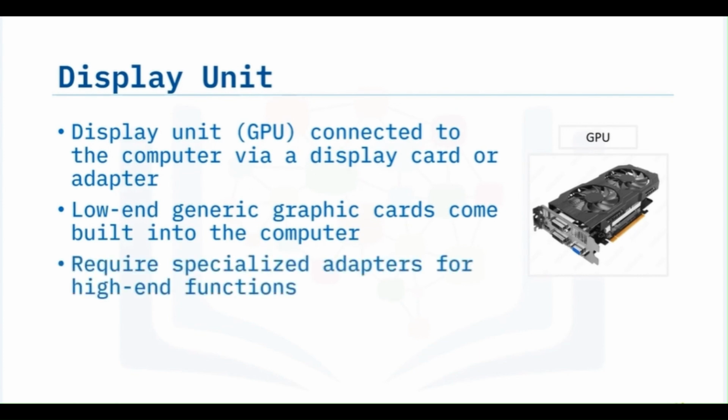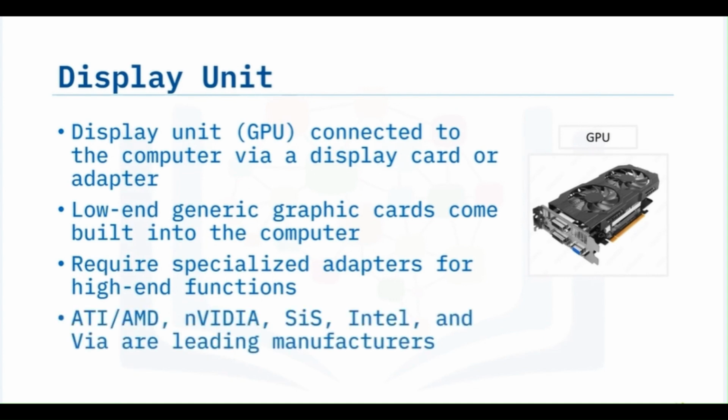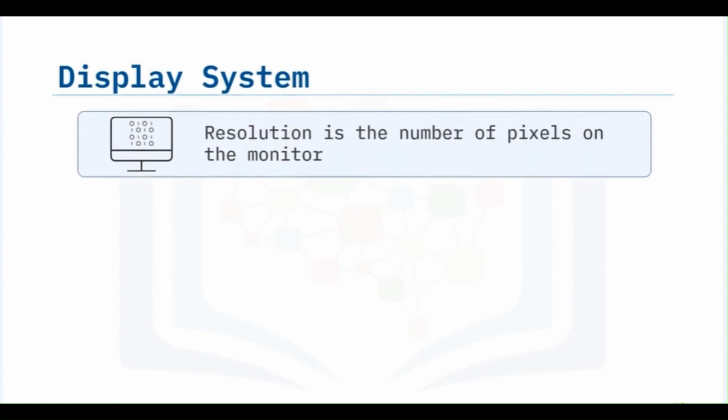Graphic-heavy tasks, such as multimedia editing and 3D gaming, require specialized high-end graphic adapters. Radeon chipsets by AMD, GeForce and Enforce chipsets from NVIDIA, and other adapters from SIS, Intel, and VIA are popular products on the market. When selecting a computer display, the resolution, refresh rate, and bit or color depth all play an important part. The resolution is the number of horizontal and vertical pixels, which determines the clarity of an image or text.